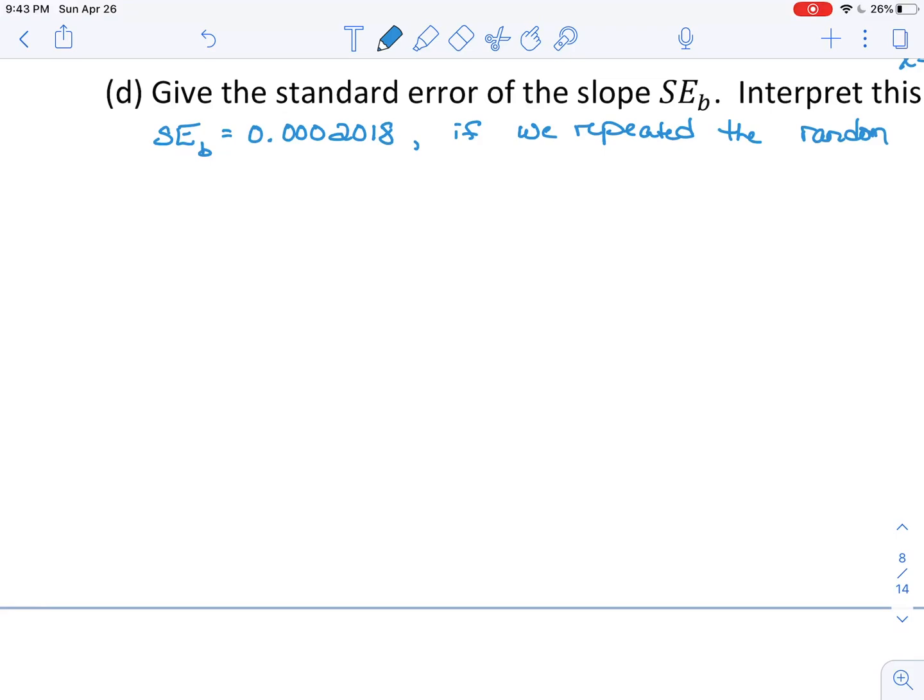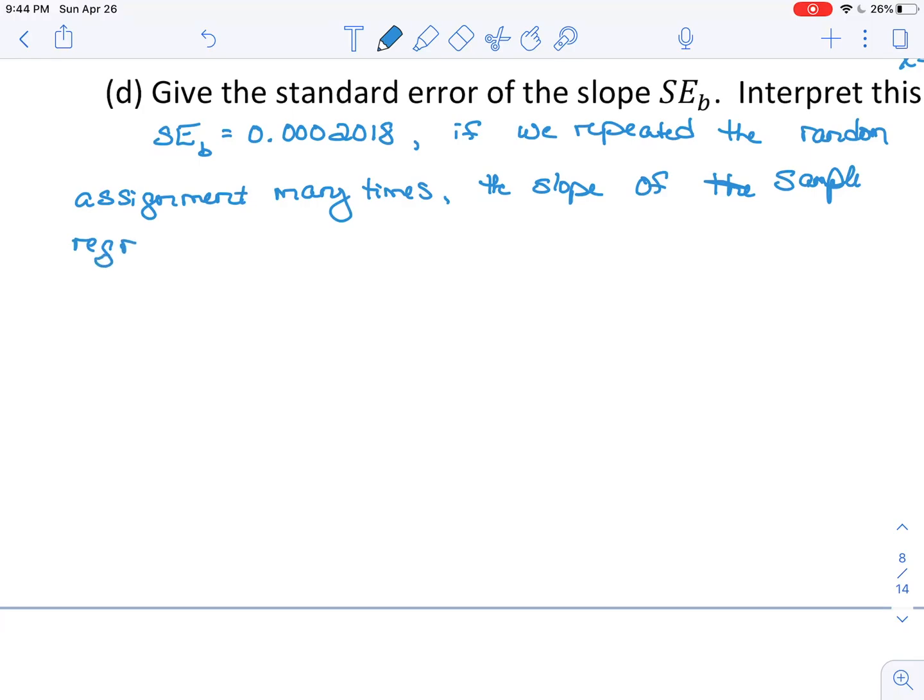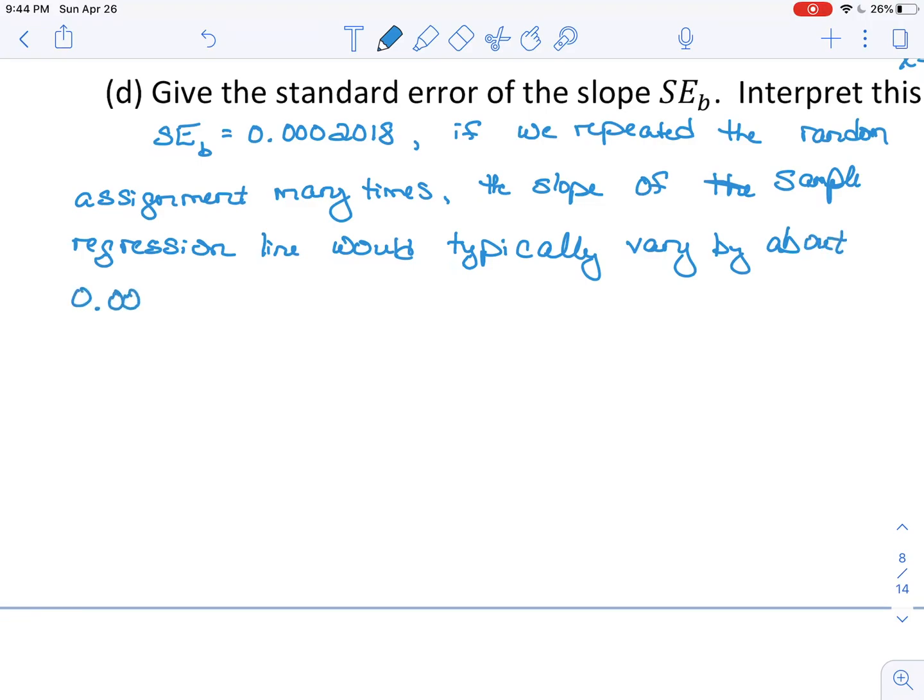So if we repeated this sampling process lots of times, the slope of our sample regression line. This is how far our sample slope would typically vary from the true slope.